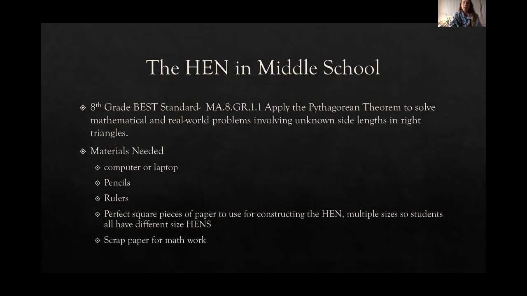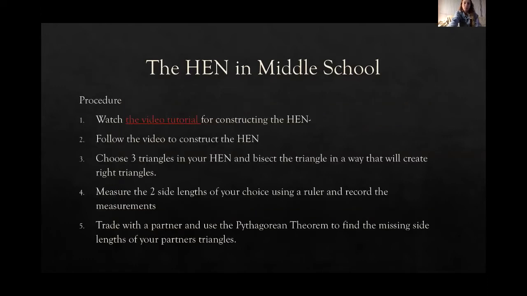So an example of a lesson that would use the hen construction in middle school in 8th grade could be the standard where they apply the Pythagorean theorem to solve mathematical and real world problems involving unknown side lengths and right triangles. Some of the materials that they would need are a computer or laptop, pencils, rulers, paper that is already in a perfect square to use for constructing the hen, and then have multiple sizes available so that all students have different sizes, and then scrap paper for students to show their work for the math.